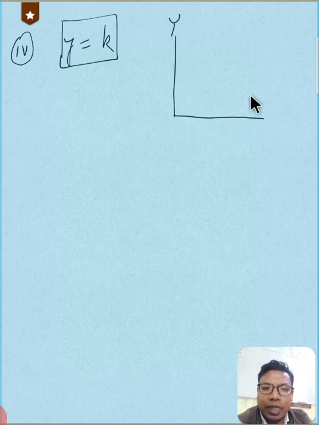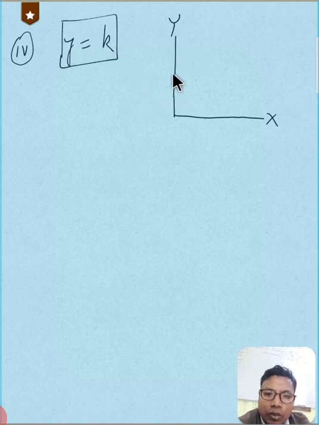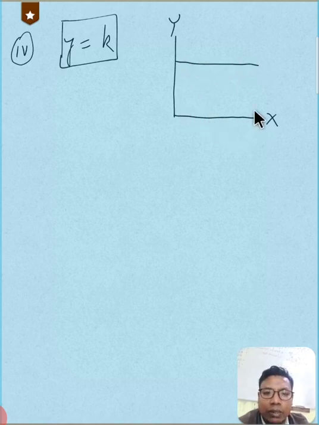This will be y, this will be x. Now whatever the value of x, the value of y will remain constant. K is a constant, or it can be written as y is equal to c. So y will always be constant. This will be a straight line parallel to the x-axis. Whatever the value of x, y will always be constant.